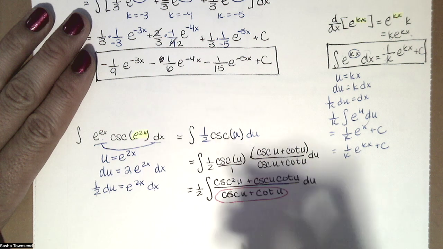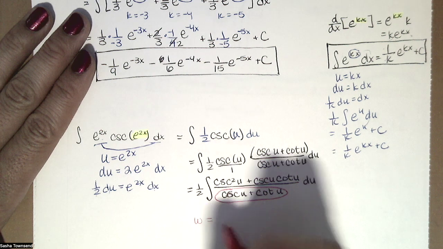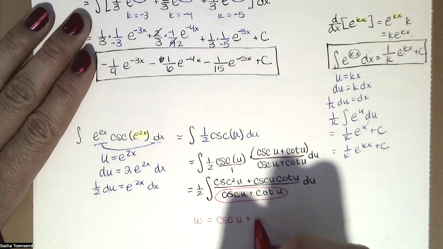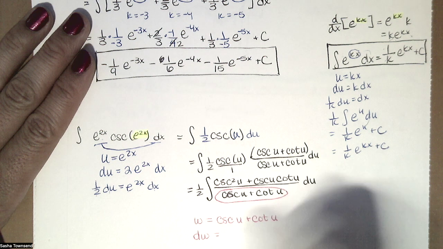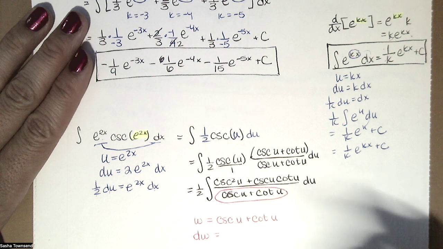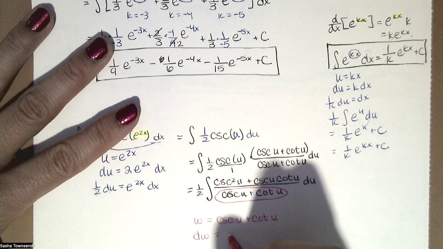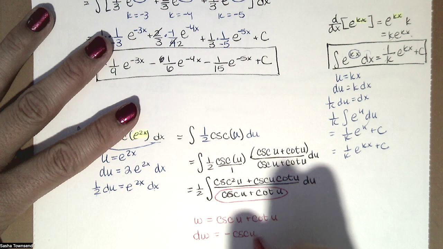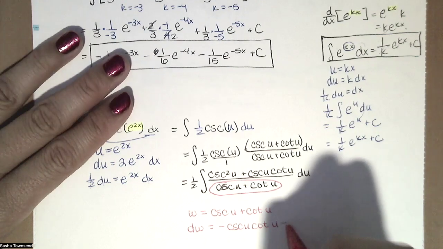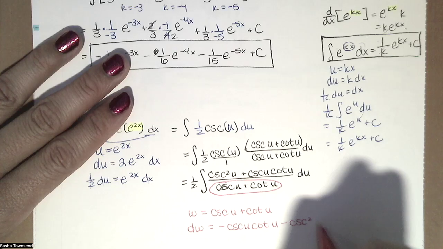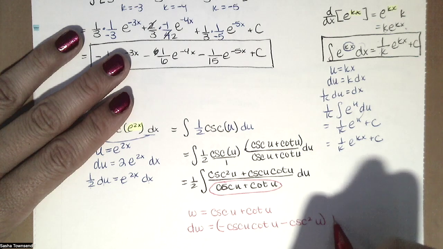We're not sure it's going to work, but let's just try w equals cosecant of u plus cotangent of u. Okay, what is dw? It's the derivative of this times du. What's the derivative of cosecant of u? It's negative cosecant of u times cotangent of u. And what's the derivative of cotangent of u? It's negative cosecant squared u. All of that is multiplied by du.